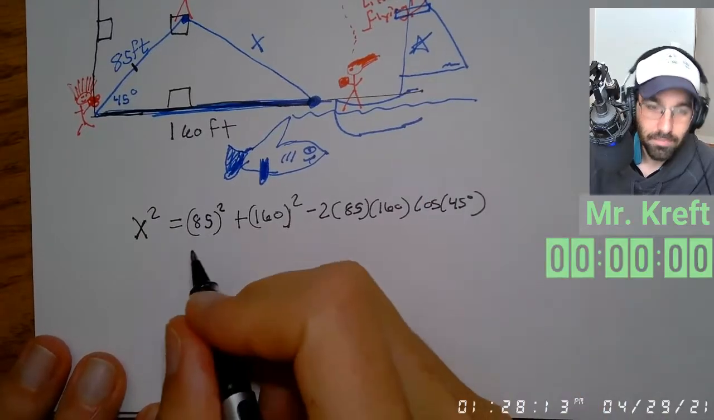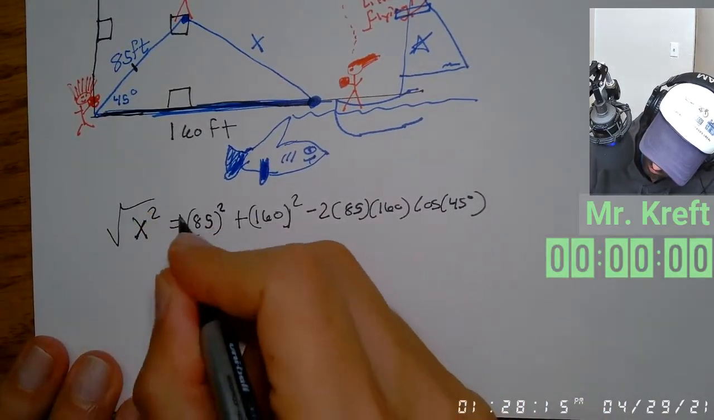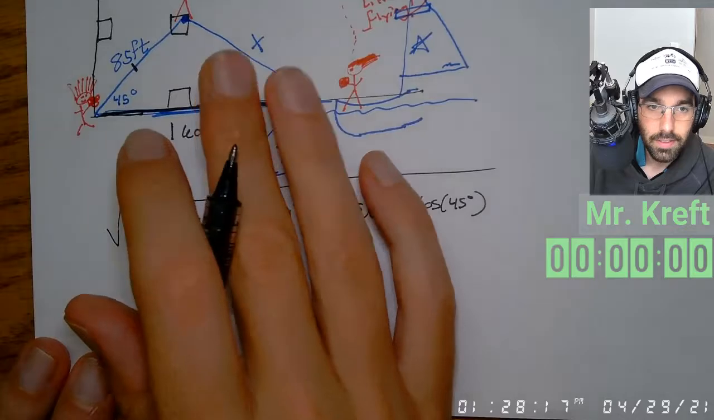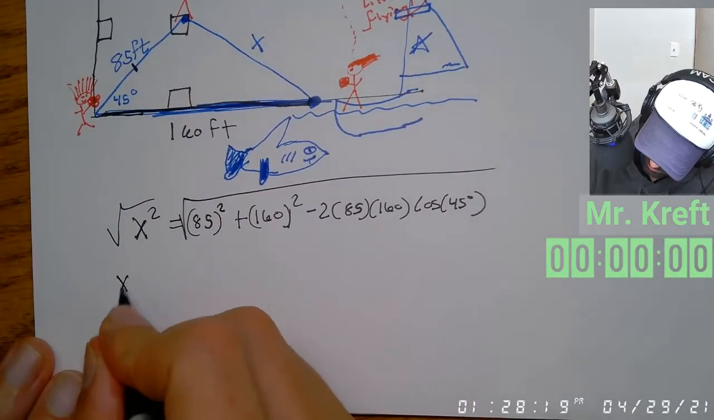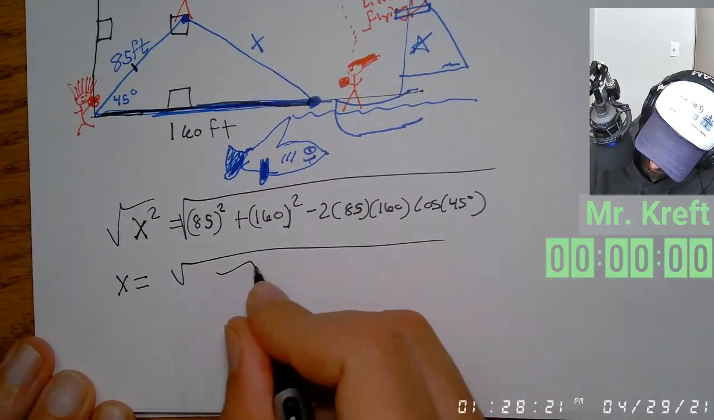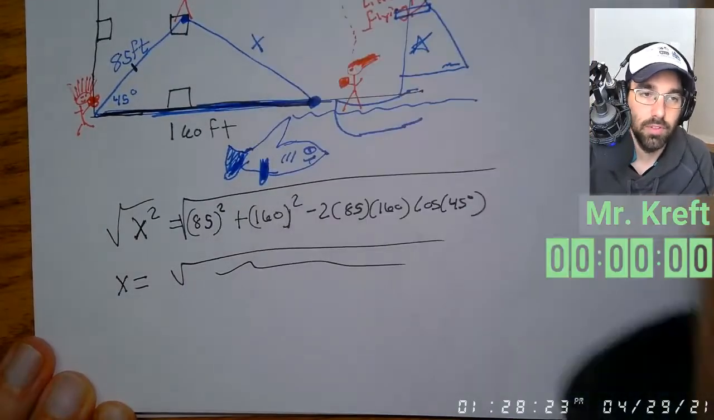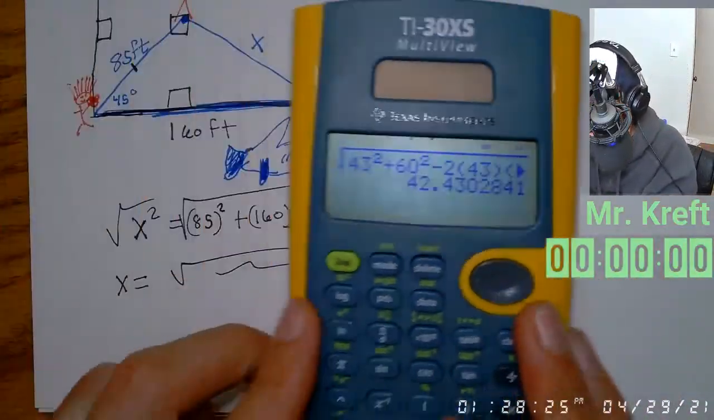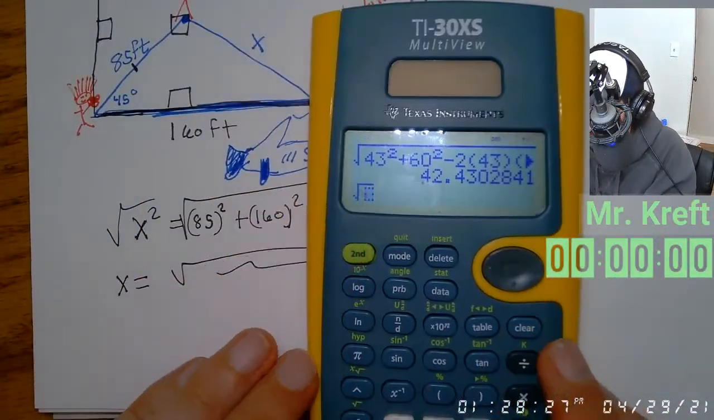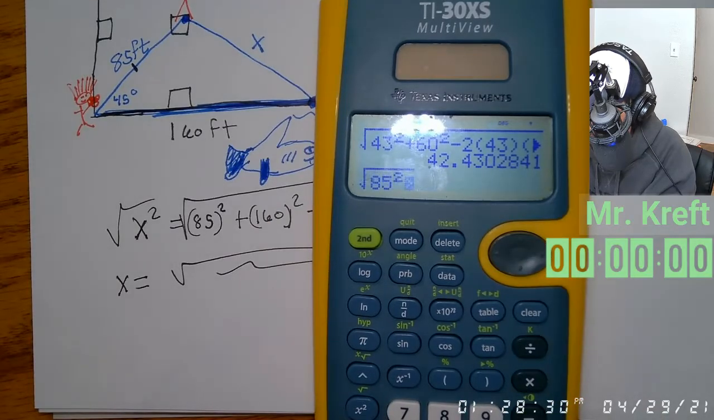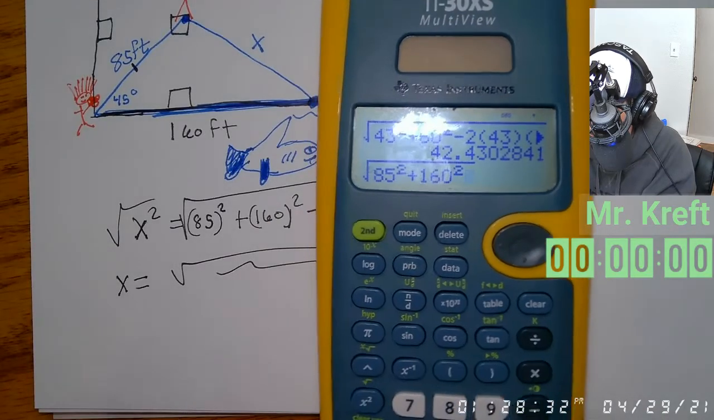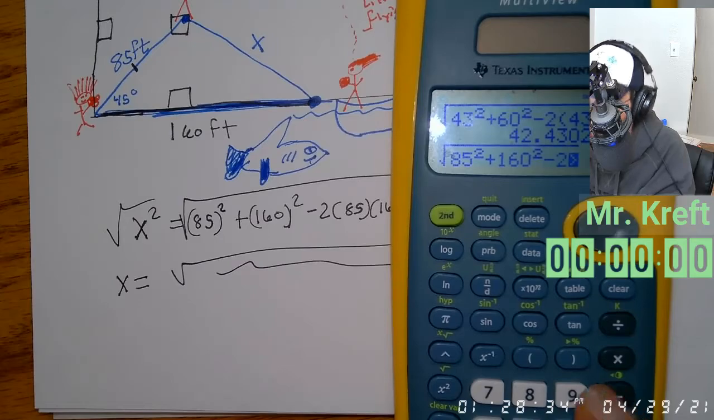Okay. So then we want to take the square root of both sides. We're going to ignore the negative because negative doesn't make sense here. So I'm going to have x equals the square root of all that. So let's just type this into our calculator. So I'm going to have 85 squared plus 160 squared minus 2.